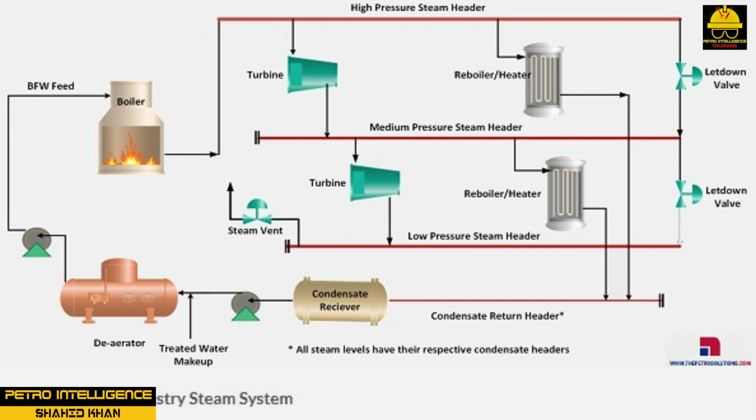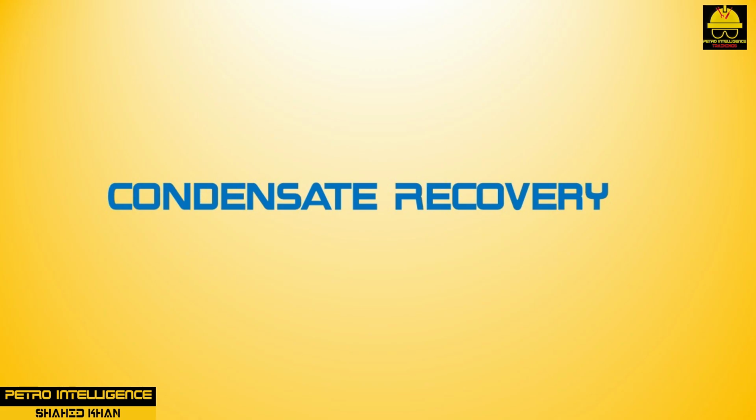The letdown station between the MP header and the LP header maintains the balance of steam in the LP header. An automatic pressure-controlled dump system with silencers is provided to dump excessive steam from the LP header to the atmosphere during plant operation upset conditions.